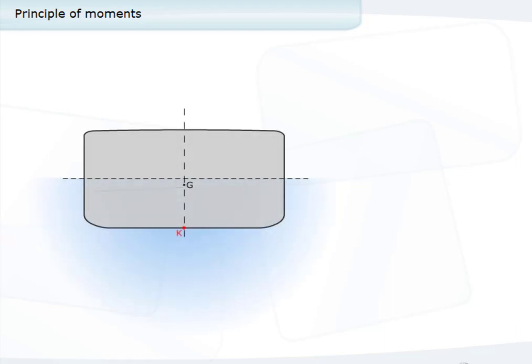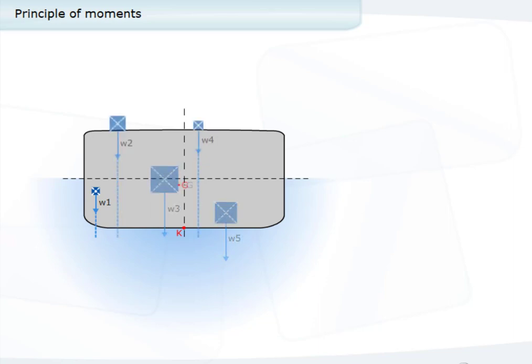When a single weight is loaded, discharged or shifted, the new G can normally be obtained in a single calculation by taking moments about the original centre of gravity, G, as shown previously. However, when a series of weights are loaded at different positions on the vessel, the most effective method of calculating the new centre of gravity is to use a table of moments.